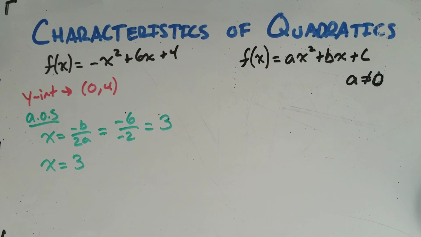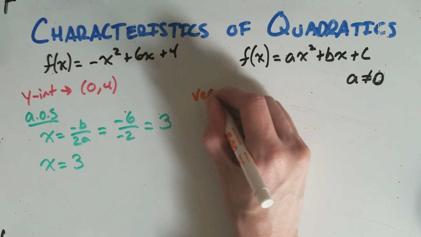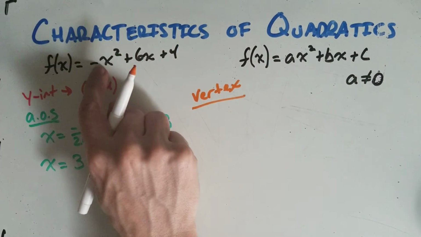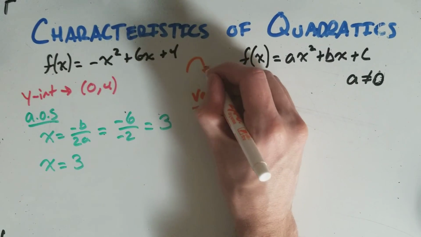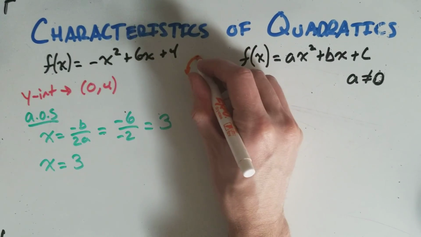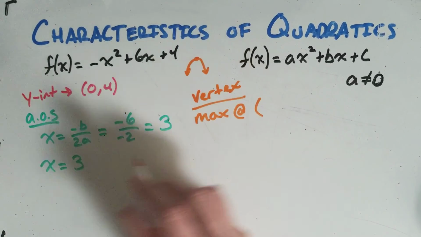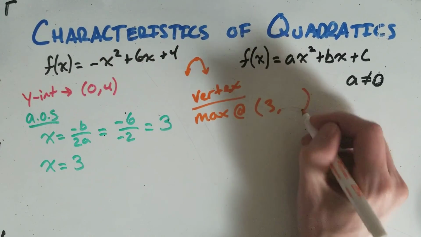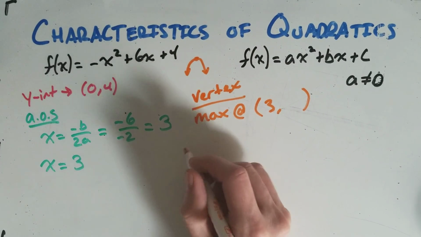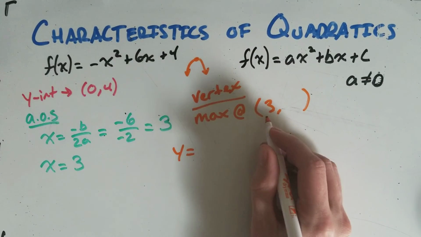Now if we're trying to find the vertex and trying to classify it, well, let's see. Our a is negative, which means we're going to open downward, which means we're going to have a max value. So we'll have a max at, we know x is going to be 3, we just need to figure out y. So to figure out y, you put in 3 for x.